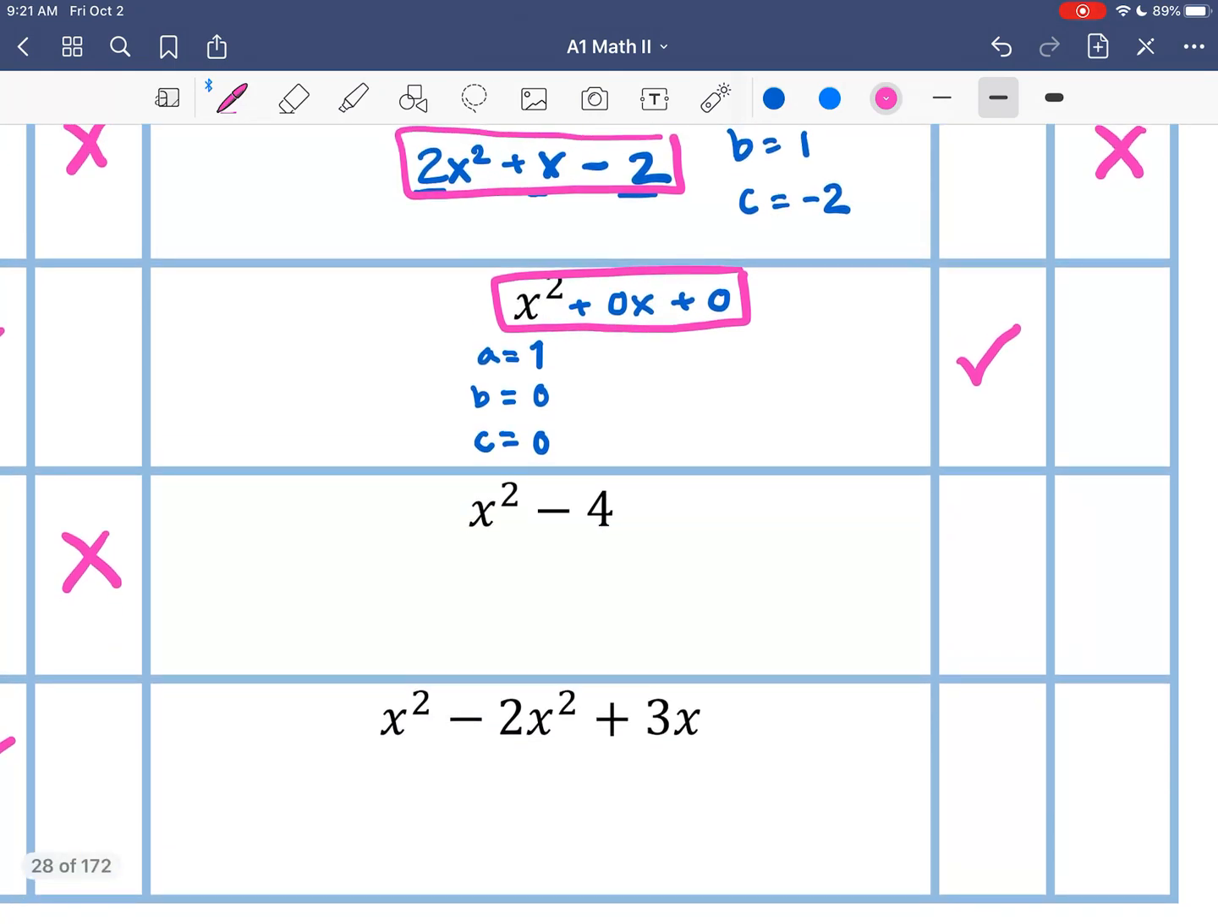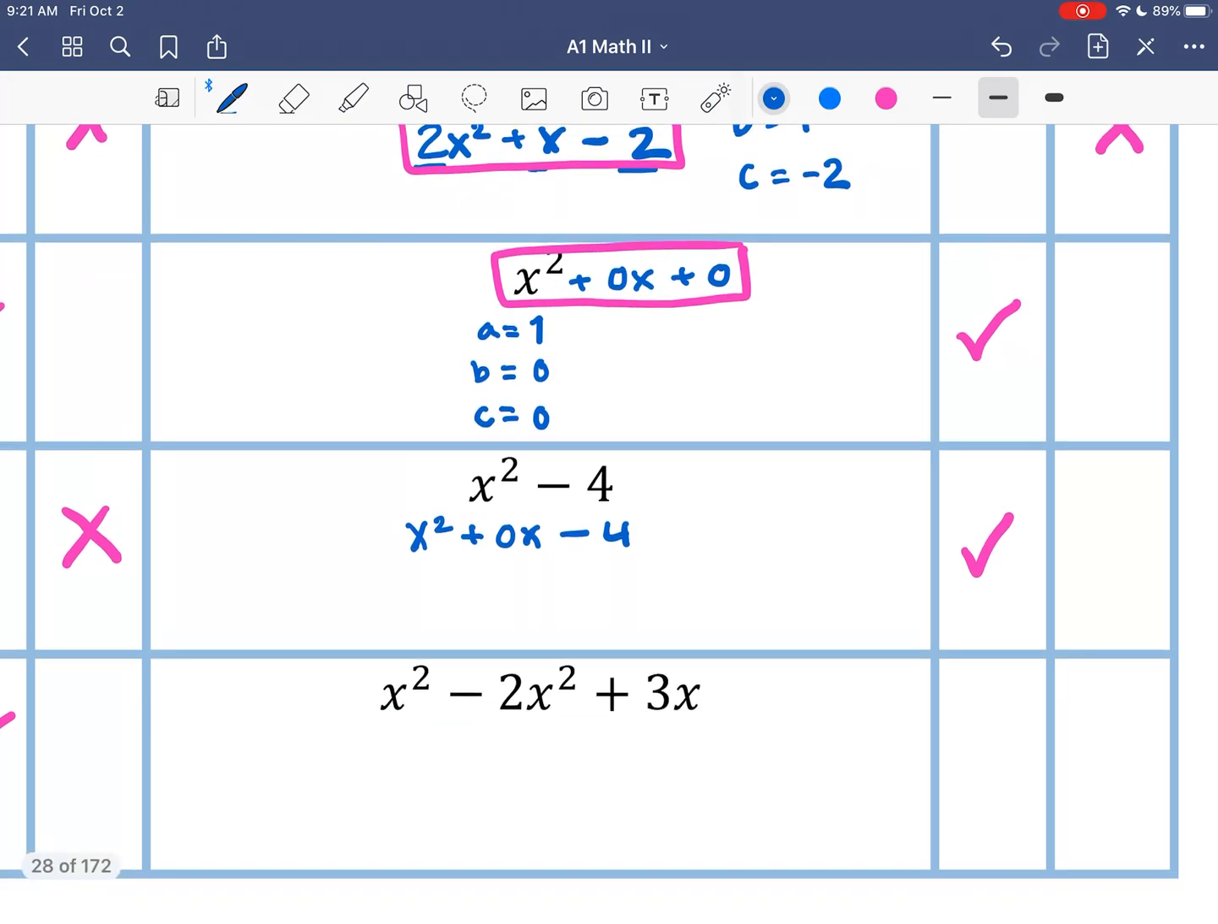This next one, x squared minus 4, you might notice that it's missing its middle term. Again, it's kind of like this situation where there's a 0 middle term. So it is in standard form, it just looks weird because it's missing that 0x in the middle. And really we don't have to write that, we just know that there's no x's in the middle. So A is 1, B is 0, careful about that, and C is negative 4.